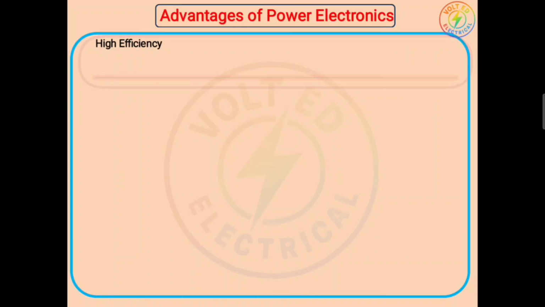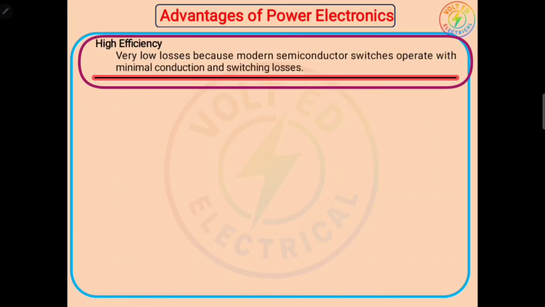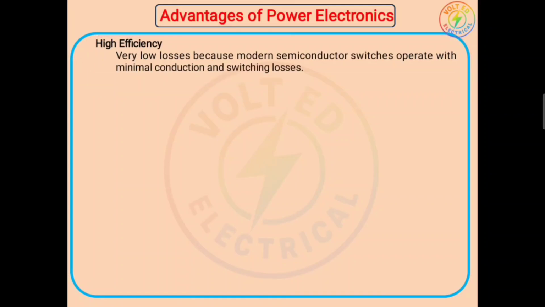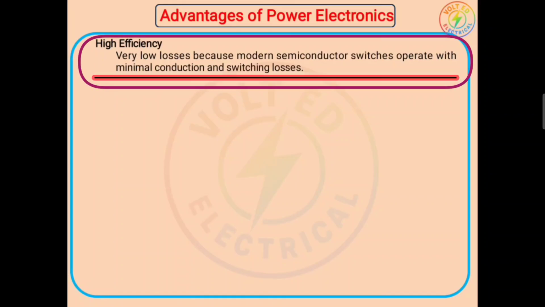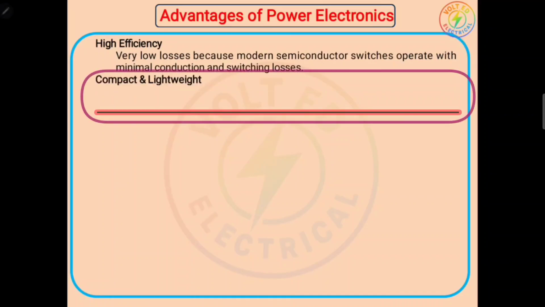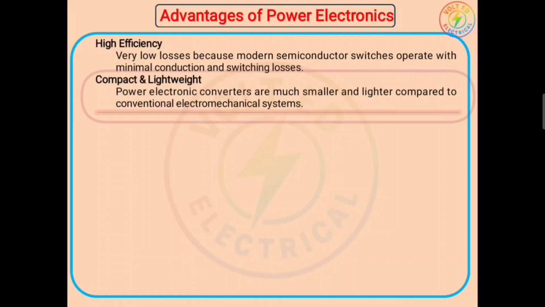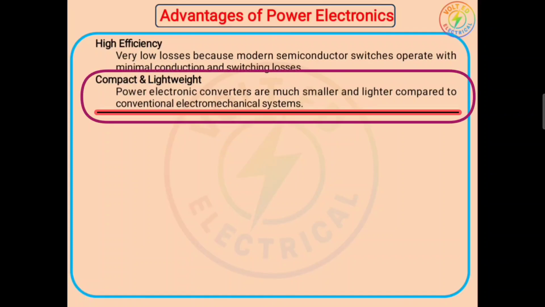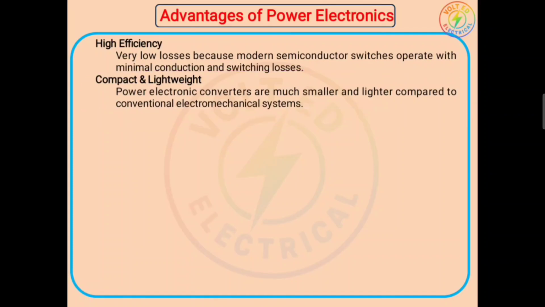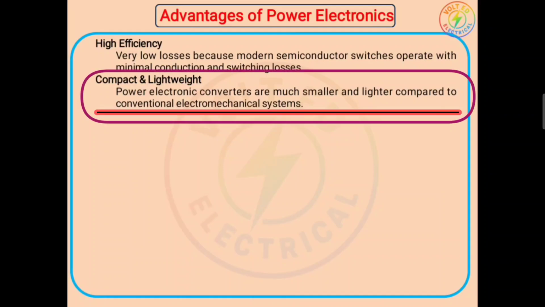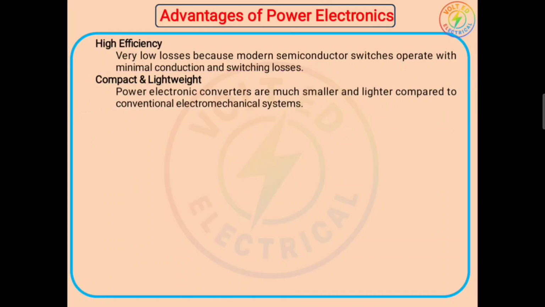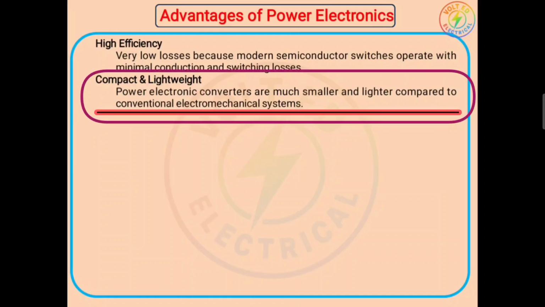So it has high efficiency. Modern power electronics switches like MOSFETs and IGBTs operate with very low conduction and switching losses. This means we can convert and control power with minimum energy wastage, making the system highly efficient, compact and lightweight. The power electronics converters are much smaller and lighter compared to conventional electromechanical systems. For example, a modern mobile charger is compact because of power electronics, unlike the bulky transformers used earlier.